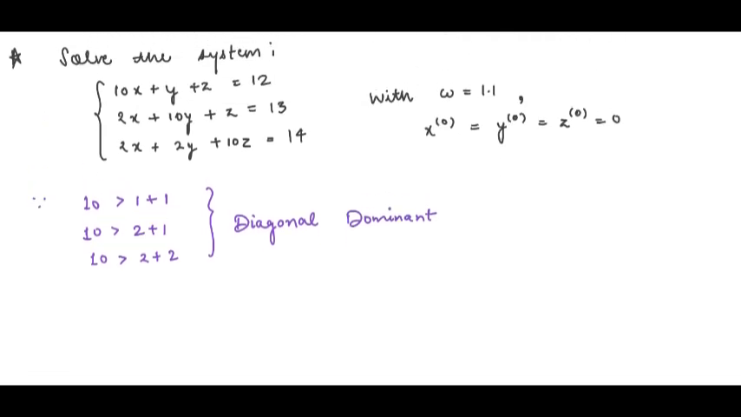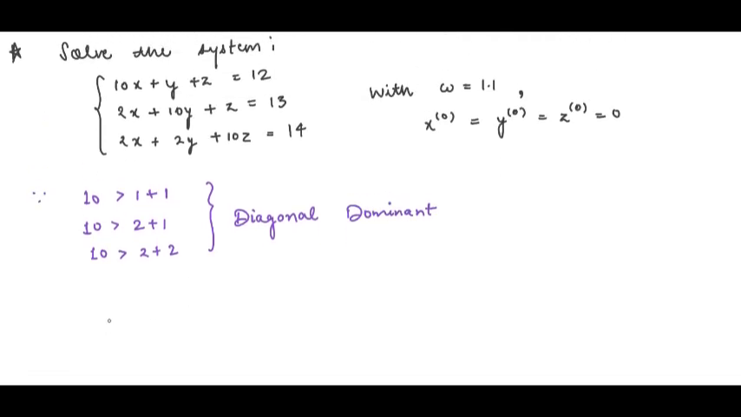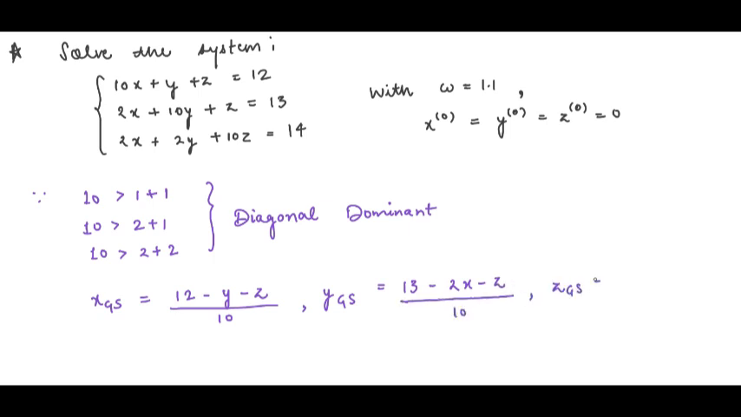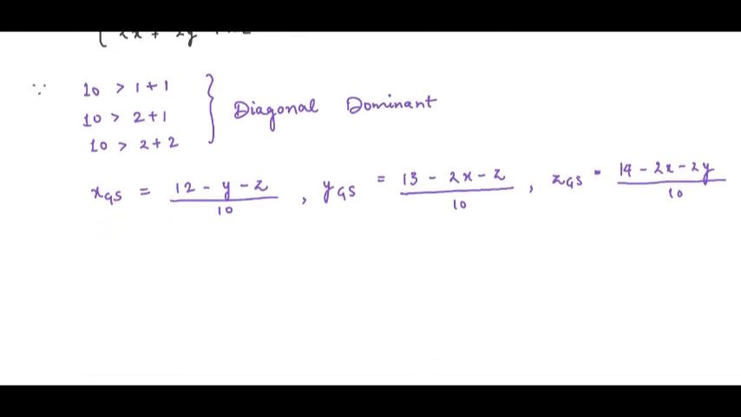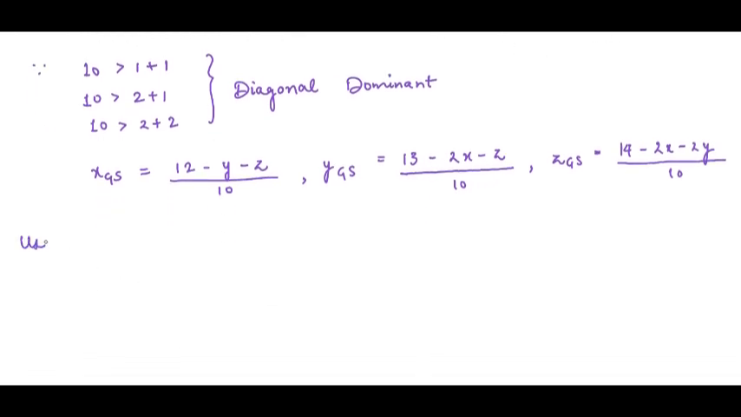And we already know that the Gauss-Seidel x equals 12 minus y minus z whole divided by 10, and y equals 13 minus 2x minus z whole divided by 10, and z equals 14 minus 2x minus 2y whole divided by 10. Now we apply the relaxation.